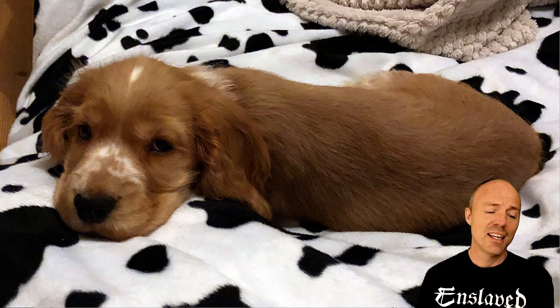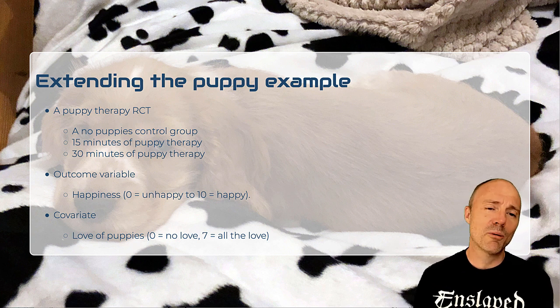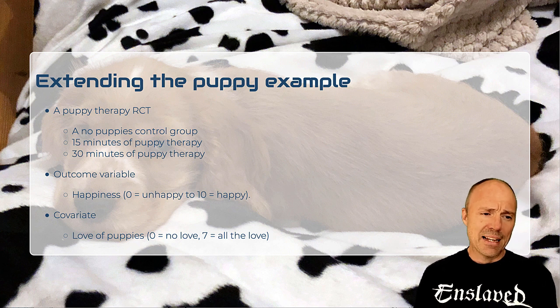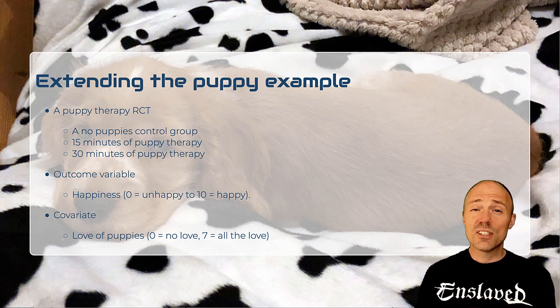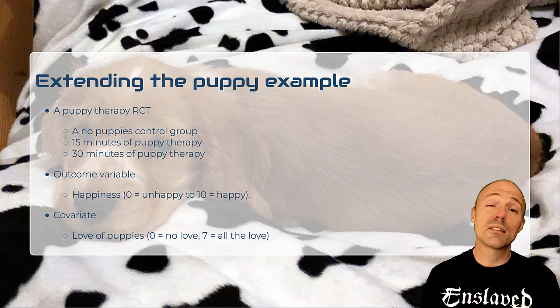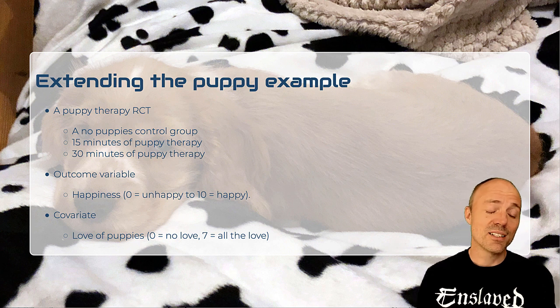So let's get to it with an example. We're going to use one example throughout the entirety of this session, and it relates to one of the previous lectures. So there's a clue in the slide, which is there's a dog, a little puppy. So we're going to extend the puppy therapy example that we looked at in the previous couple of lectures. And in those lectures, we had a basic randomized control trial style of design, which is very common in medicine and psychology and therapeutic intervention generally.